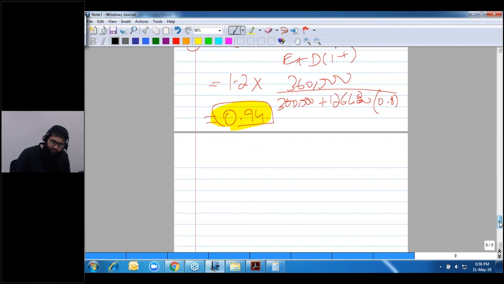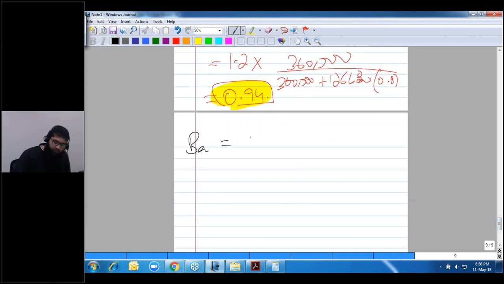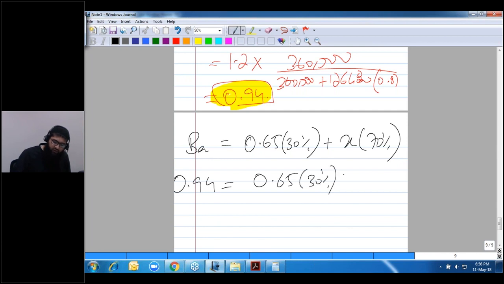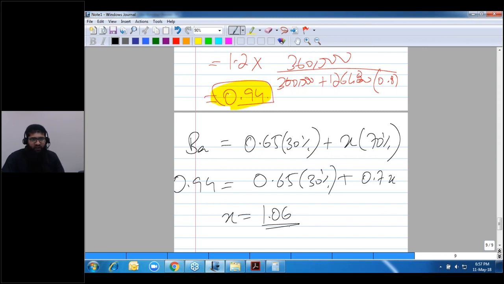This asset beta of Morada company is actually made up of 0.65 into 30% plus x into 70%. So this 0.94 is equivalent to 0.65 into 30% plus 0.7x. So what is the value of x? 1.06. So basically the bespoke travel services business has a business risk of 1.06 and the repair and maintenance business has a business risk of 0.65.